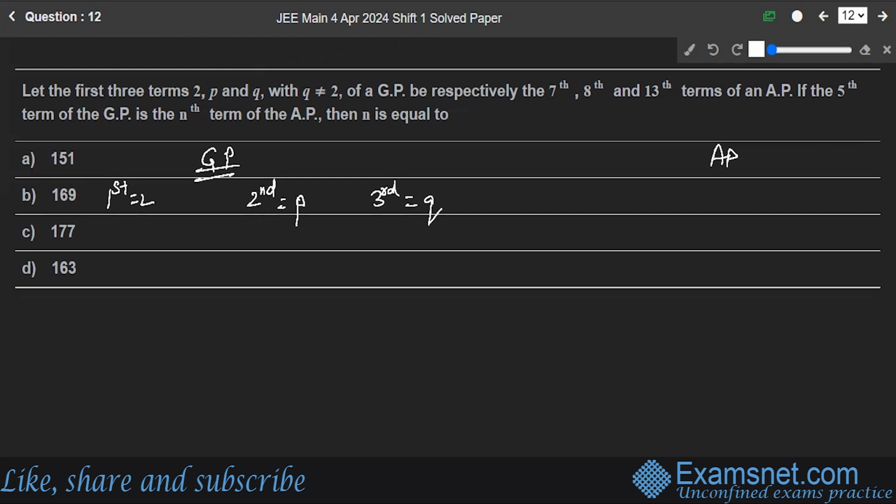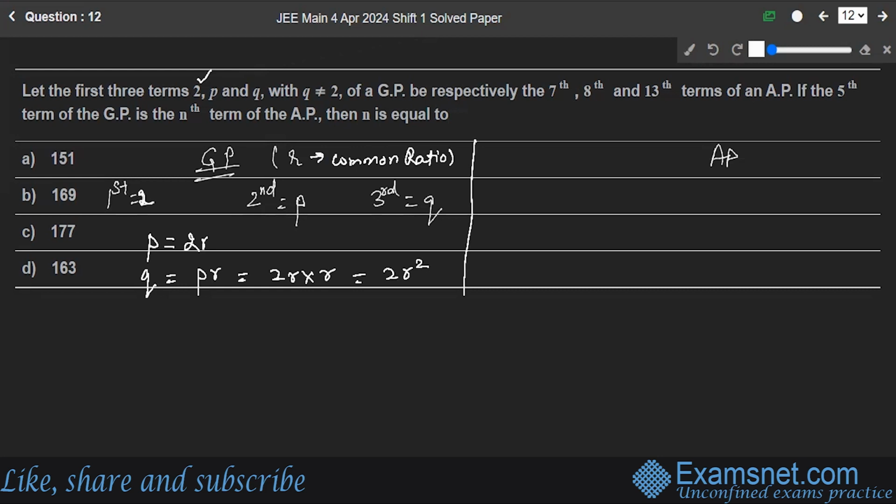Now, let's say the common ratio for the GP is r. So that means p is equal to 2r, and q is equal to p into r, which is equal to 2r square. Now you're given that this 2 is the 7th term of the AP, the 8th term of the AP is p and the 13th term of the AP is equal to q. So this gives me T8 is equal to 2r, and T13 is equal to 2r square.